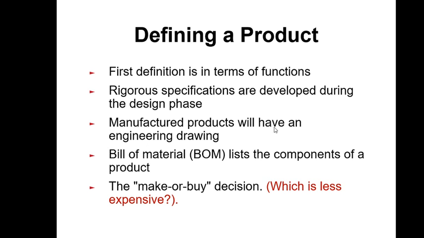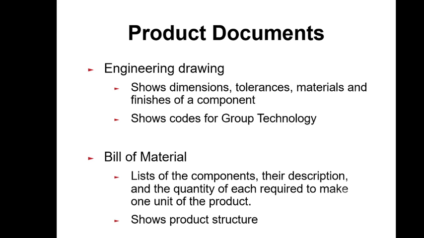Manufactured products will have an engineering drawing. I will talk about it in the next slide. In the next slides, we will also know what a bill of material is, and we will talk about the make or buy decision, which means which is cheaper for the company: to make the product or to buy the product. We will talk about it on the coming slides, but let's first talk about the engineering drawing.